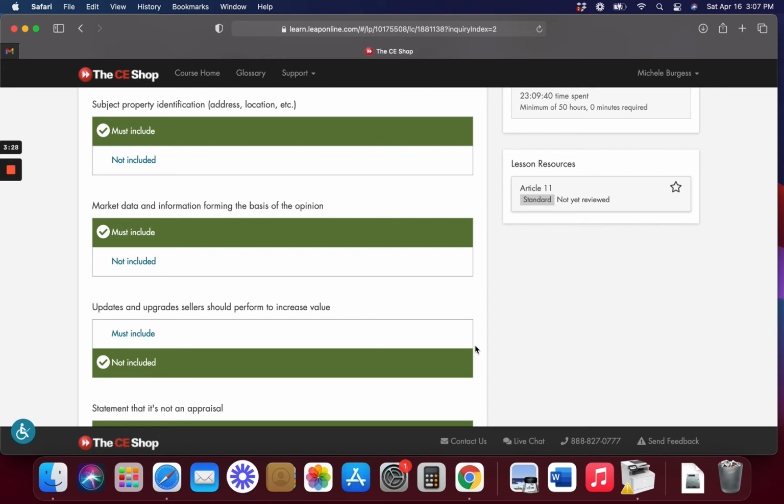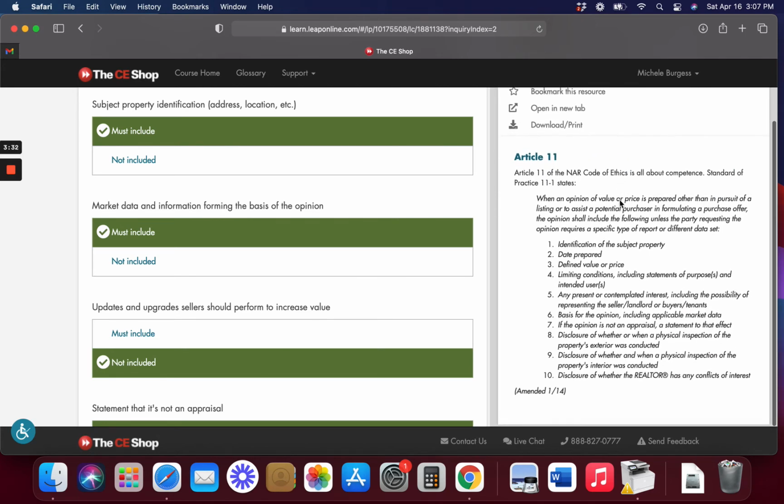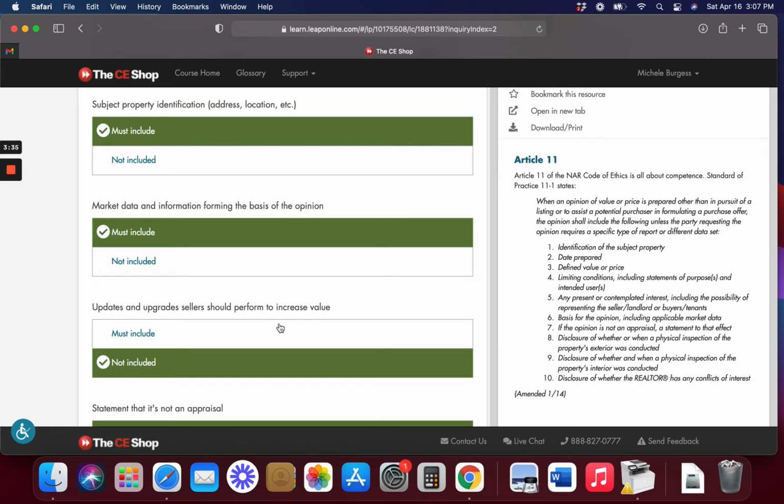All right, in case you want to take a screenshot, we can go and look at this resource too. Let's look at this. The Standard of Practice 11-1. This is the NAR Code of Ethics. This is for all states, not just for one specific state. Everybody in the country, in the U.S., this is an opinion of value or price. This is presenting your CMA.